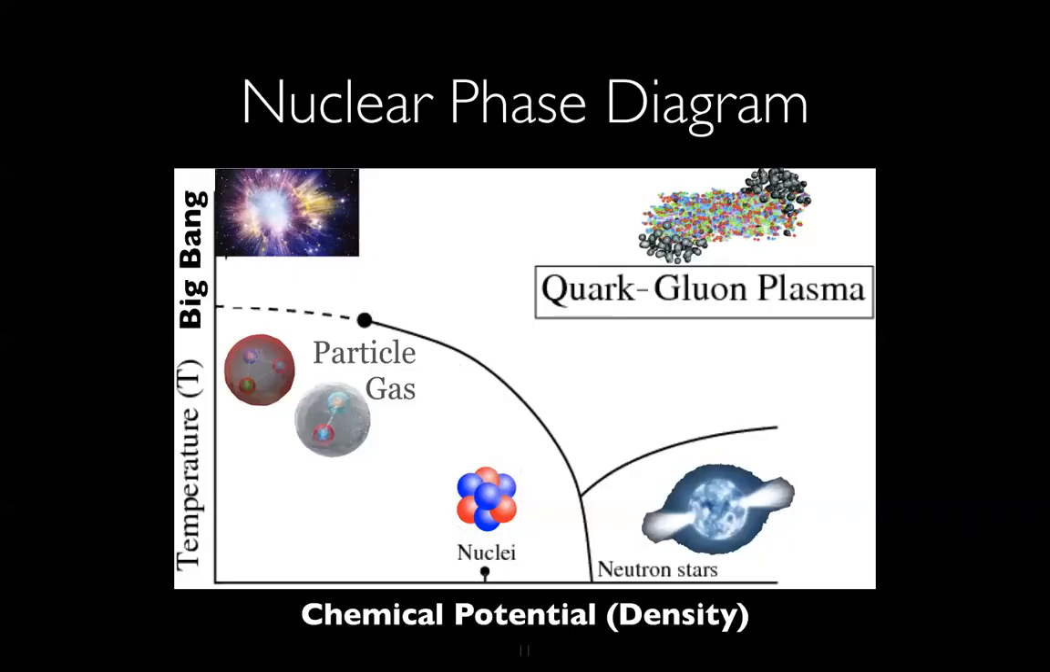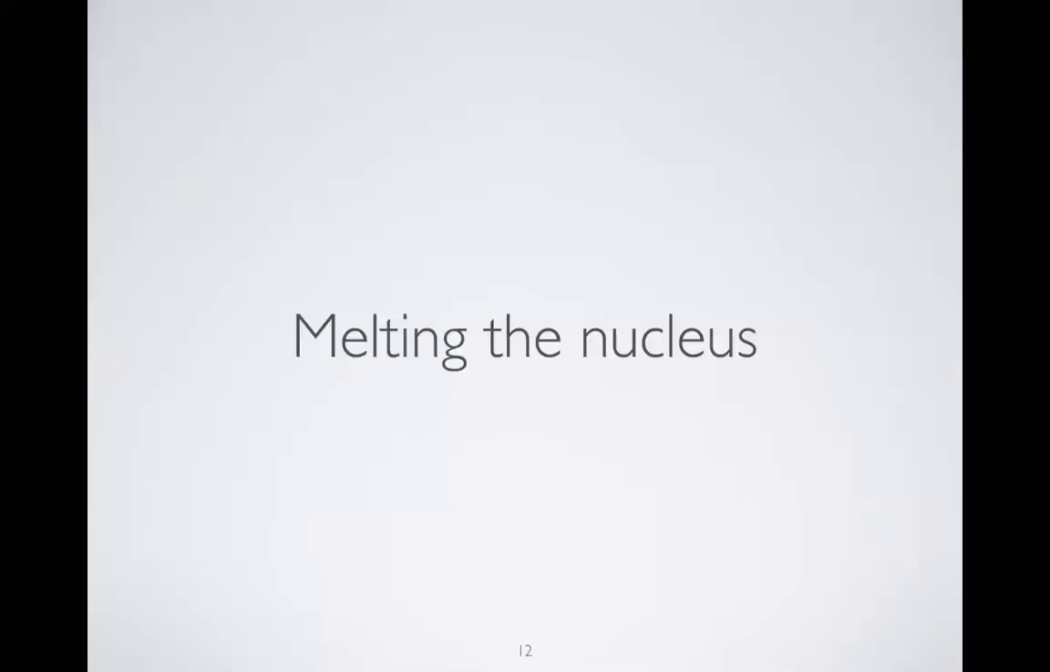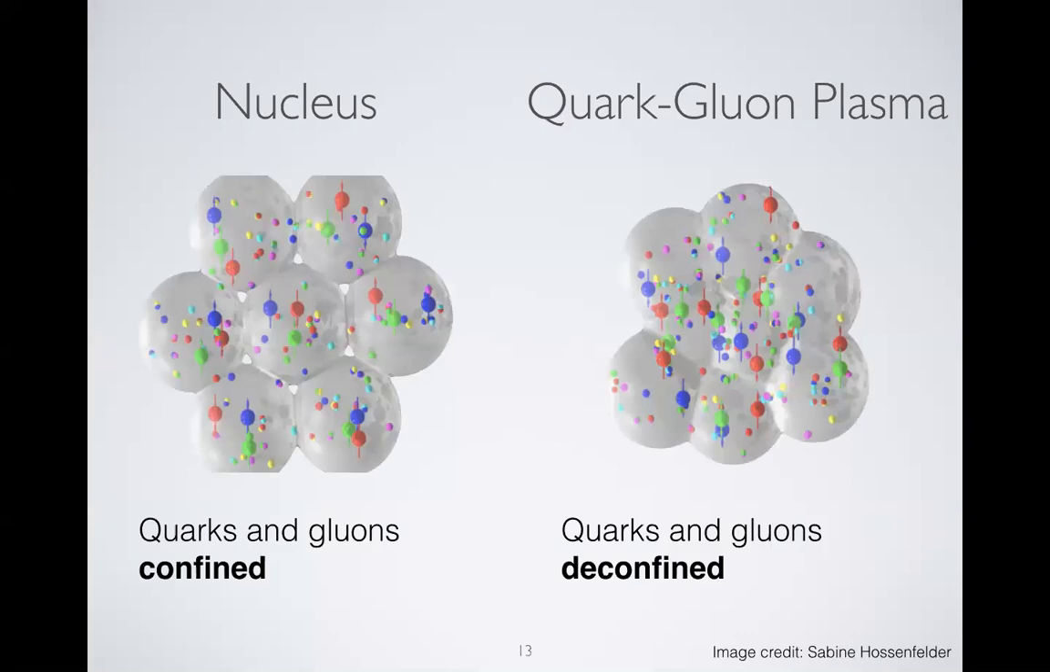All right, so let's go back to our phase diagram, and now we'll go a little bit more exotic than that, which is the quark gluon plasma. I often refer to this as melting the nucleus. Right. So how would we melt the nucleus? Well, on the left picture here, we have a picture of the nucleus. Each of these sort of silver balls or orbs you can think of as a proton or a neutron. And within there, you can see the colored balls, which are supposed to represent the quarks and gluons.